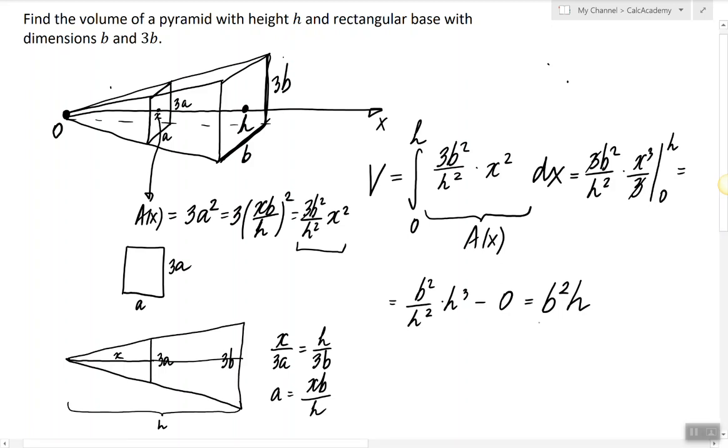So this confirms the formula from geometry that suggests that the volume of a pyramid is 1/3 the area of the base times the height, which is also b squared h. So this is how we know that we found the volume correctly.